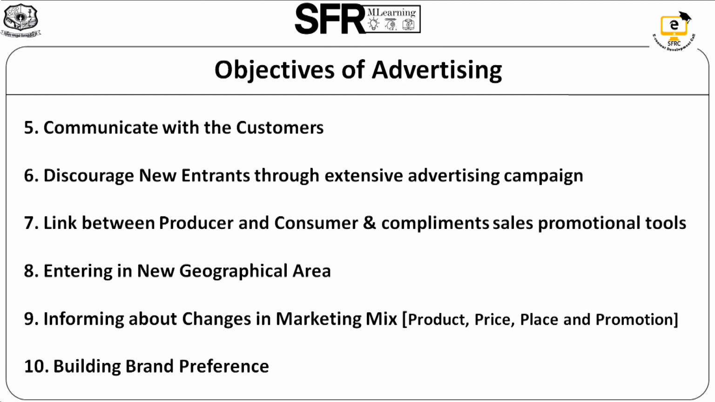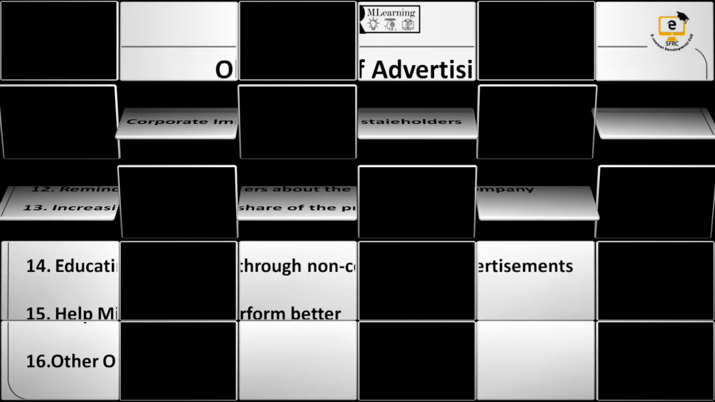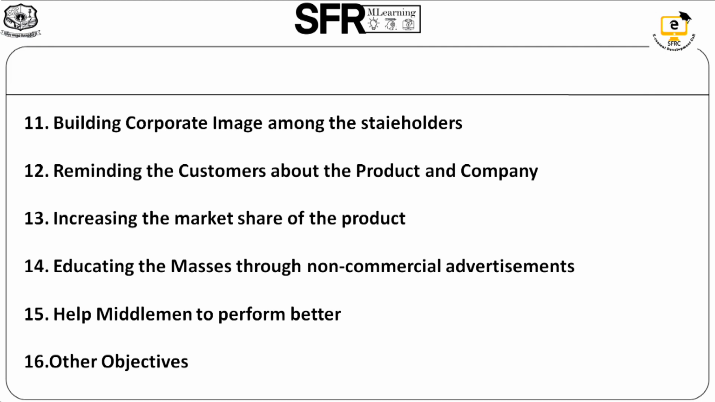And then building brand preference. So what do you mean by building brand preference? Every marketer and every manufacturer would like to build preference for their product, and that can be achieved only through mass media advertisement. And next, building corporate image, building a good corporate image.